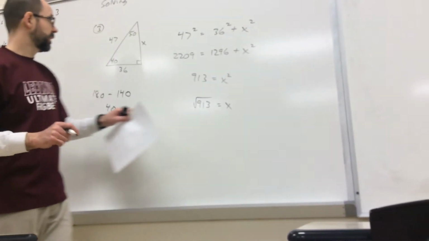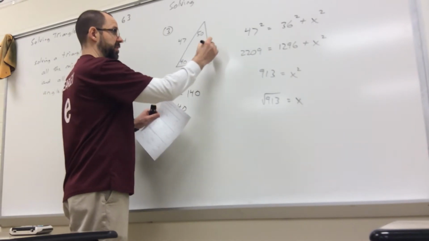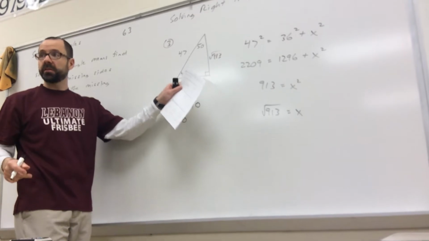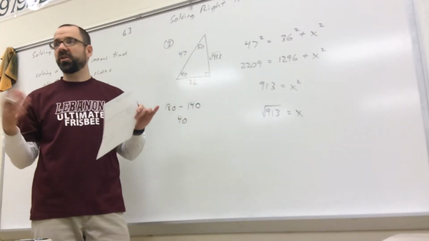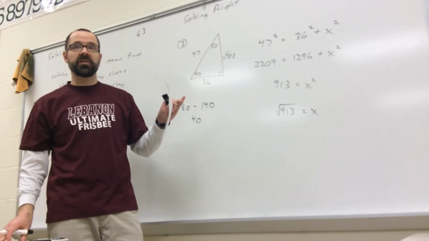Okay, so that's all for that problem. We found the missing side, the square root of 913. And we found the missing angle, which was 40. The direction said solve the triangle, which means find all the missing sides and angles, and we filled in everything here. Everybody doing okay?